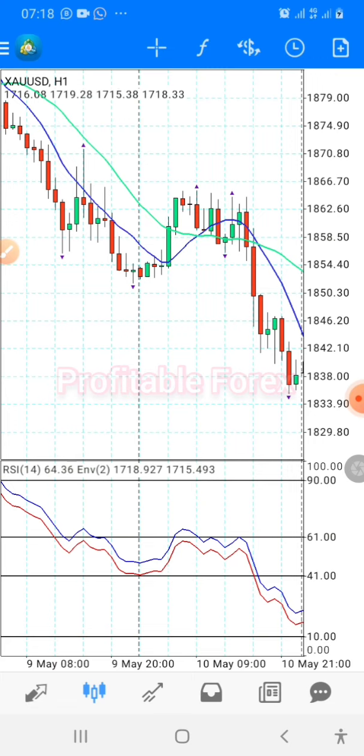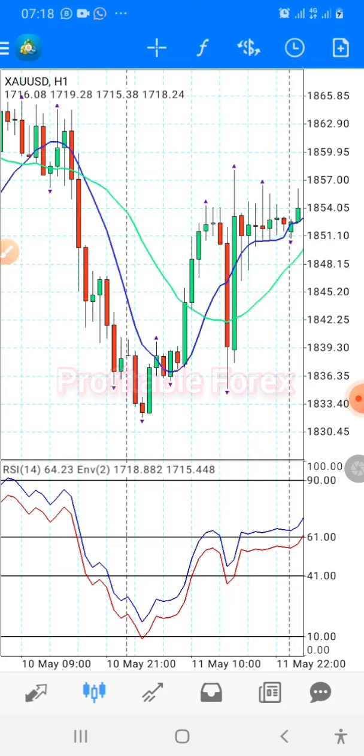If you're a beginner, make sure you practice on your demo account to master the criteria and the conditions that need to be met. Then you can go ahead and trade with your live account.